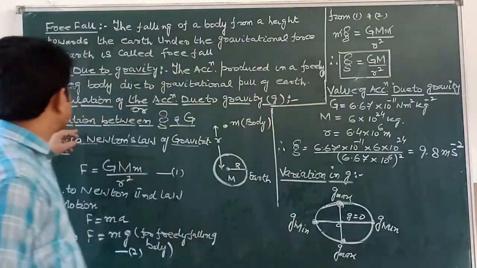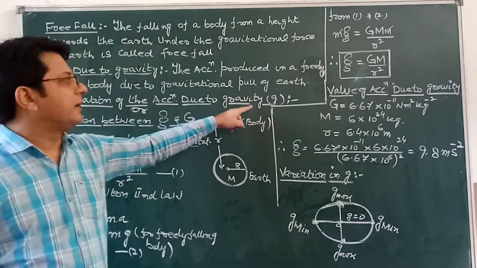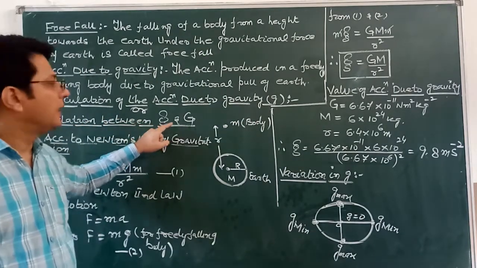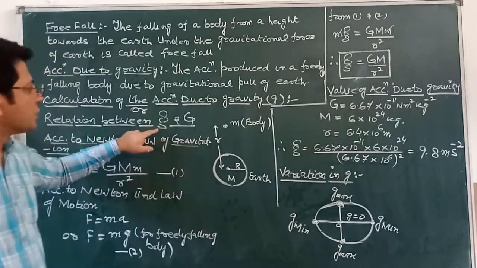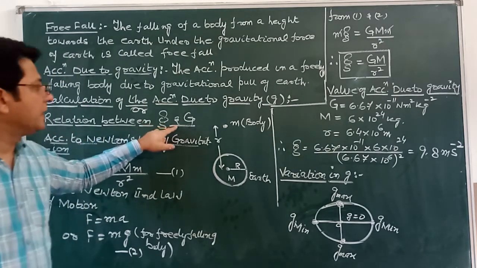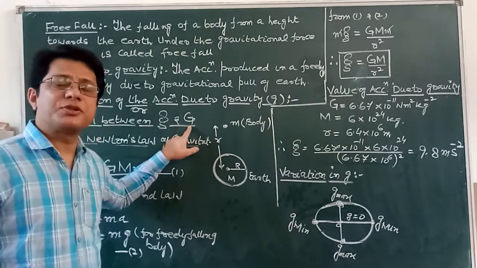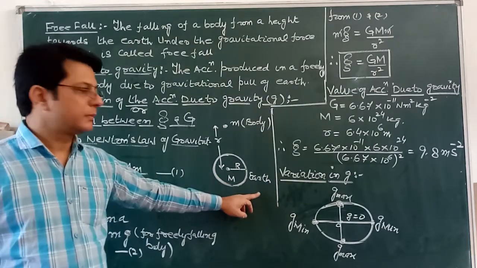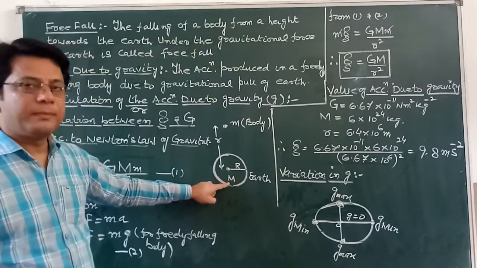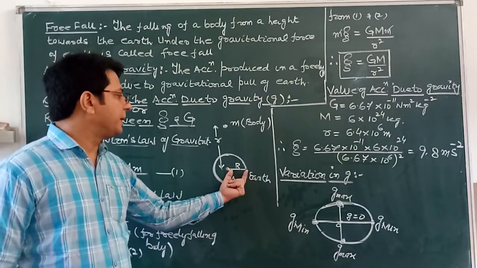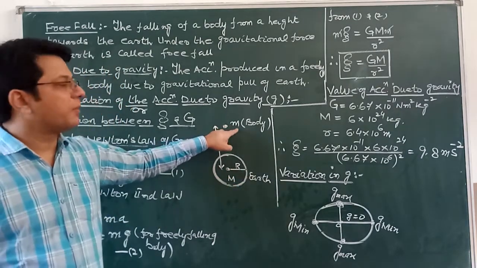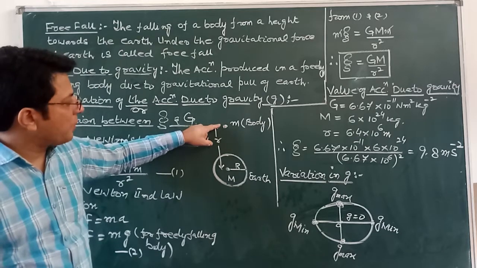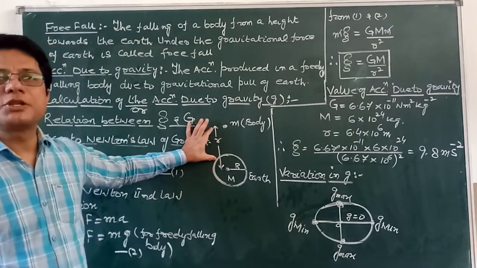Now come to the third thing, that is the derivation: calculation of acceleration due to gravity, that is small g, or the relationship between small g and capital G. As I said before, small g means acceleration due to gravity and capital G means gravitational constant. For this, consider this is the earth. Let the mass of the earth be M and the radius of the earth be capital R. There is a small body whose mass is small m, and the distance between this body and the earth is small r.